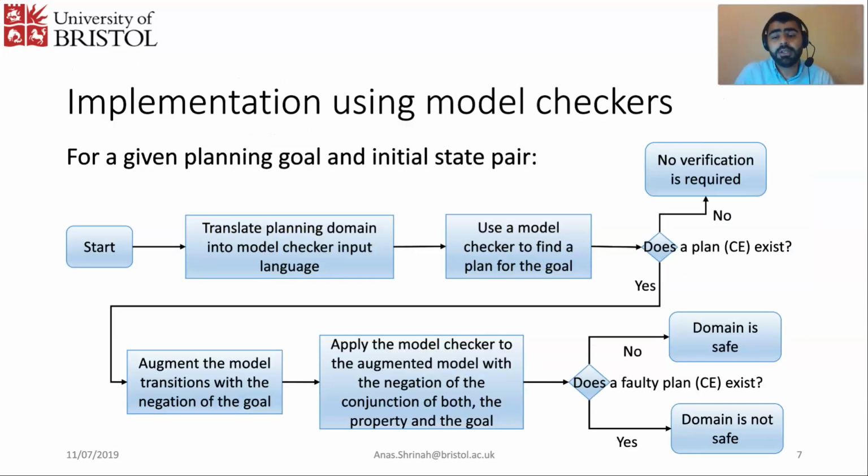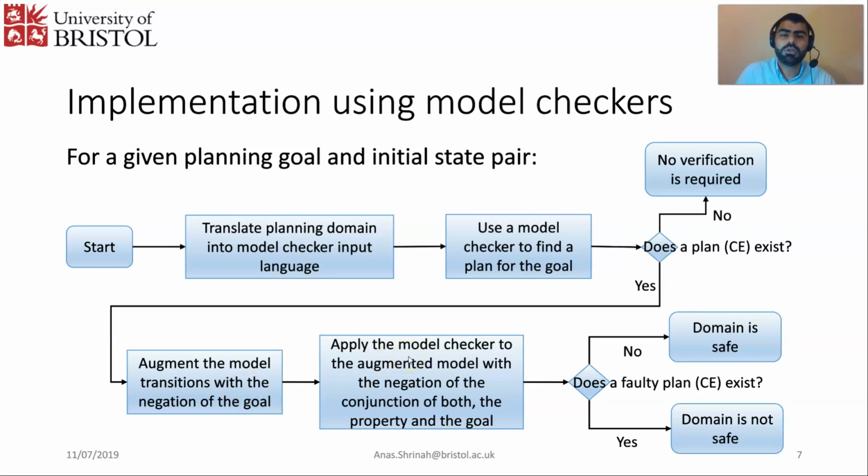To explain the implementation using model checkers, it's straightforward. First, we translate the planning domain model into the model checker input language. Then we check if the given goal is achievable or not. If it is achievable, then we augment all the model transitions with the negation of the goal, basically to force the model checker to terminate as soon as the goal is achieved. And this is required to simulate the work of a planner.